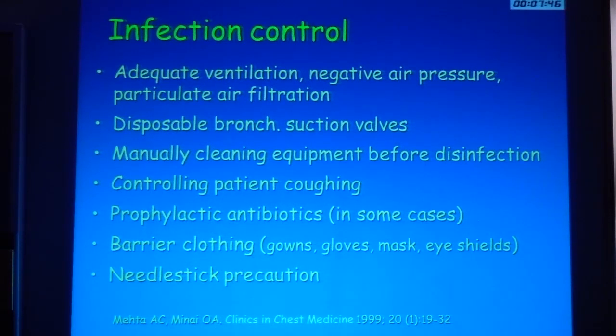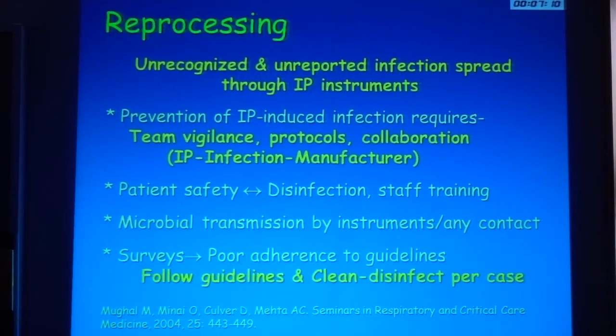Infection control, I won't go deep into detail, but infection control in the interventional pulmonology unit is important for the staff, for the patient, for the whole hospital. You should have adequate ventilation, negative air pressure, particulate air filtration, disposable bronchoscope suction valves, manual cleaning of equipment before disinfection, controlling patient coughing, that is important, prophylactic antibiotics in some cases, barrier clothing, and needle stick precautions. Maybe many more, but infection control is a very important issue in the field.